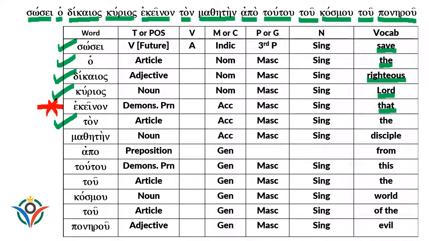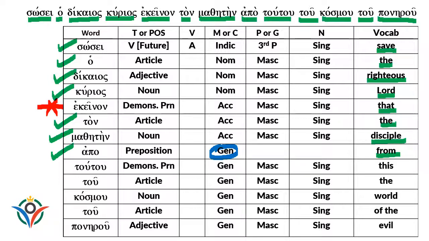And then we have ton. It's an article, accusative masculine singular, which is the. Then we have mathetein, which is a noun, accusative masculine singular, which means disciple. Then we have apa, which is our preposition, and it takes its object in the genitive case. That's why we translated with the English from.